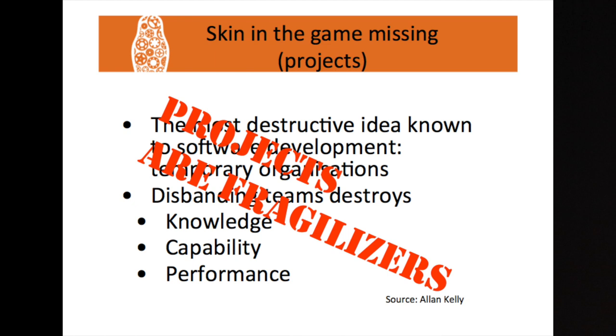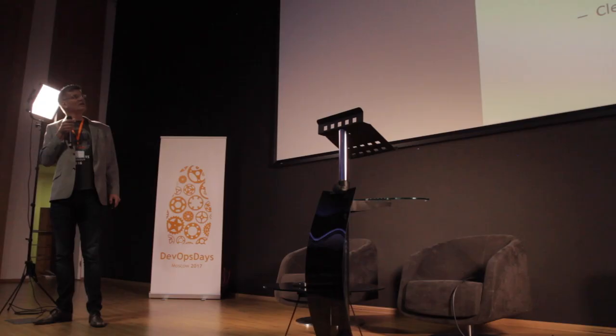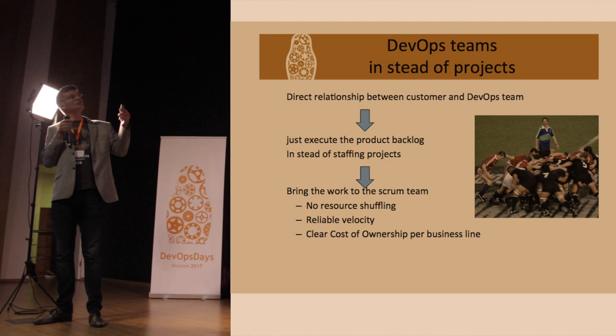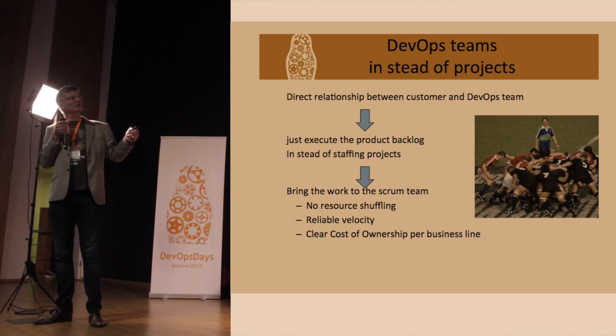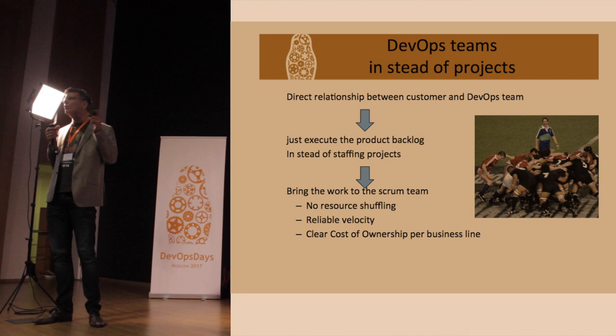It destroys knowledge, capability, and performance. So just make DevOps teams instead of projects, because there is a direct relationship between the customer and the DevOps team. Just execute the product backlog instead of staffing projects. And no resource shuffling, reliable velocity, and a clear cost of ownership, because all those people in the DevOps team work for that particular business line.